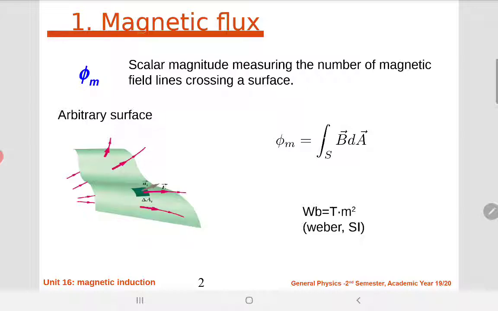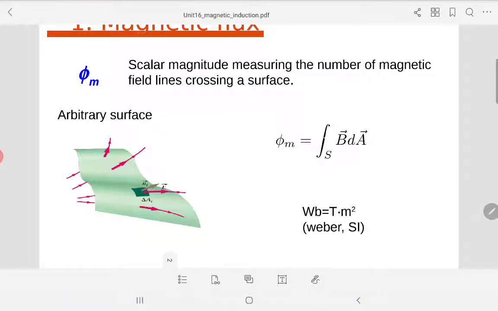So to begin with the magnetic flux, I want you to recall when we defined the electric flux. We said that the electric flux is a scalar quantity that shows how many electric field lines cross a certain surface. This is the same with the magnetic flux. It's a scalar magnitude again that measures the number of magnetic field lines that cross a surface.